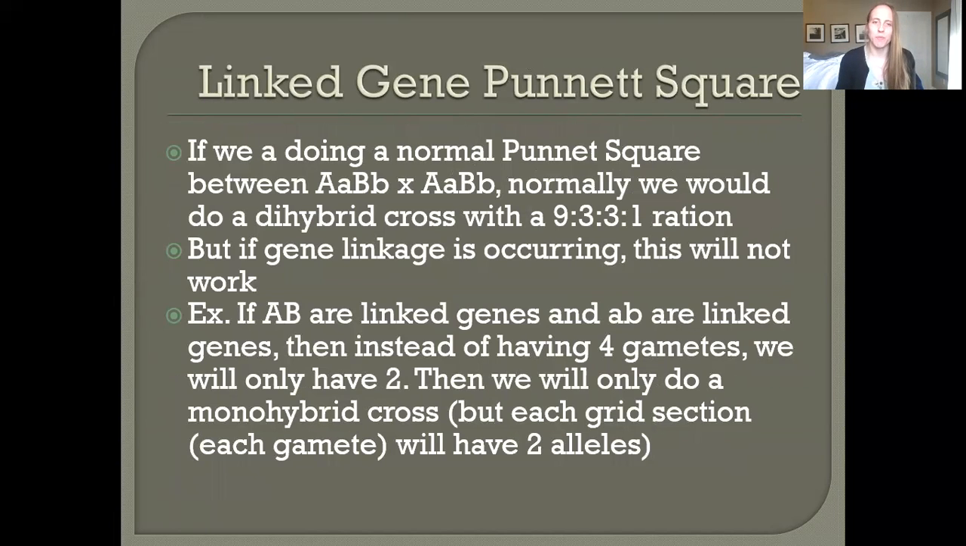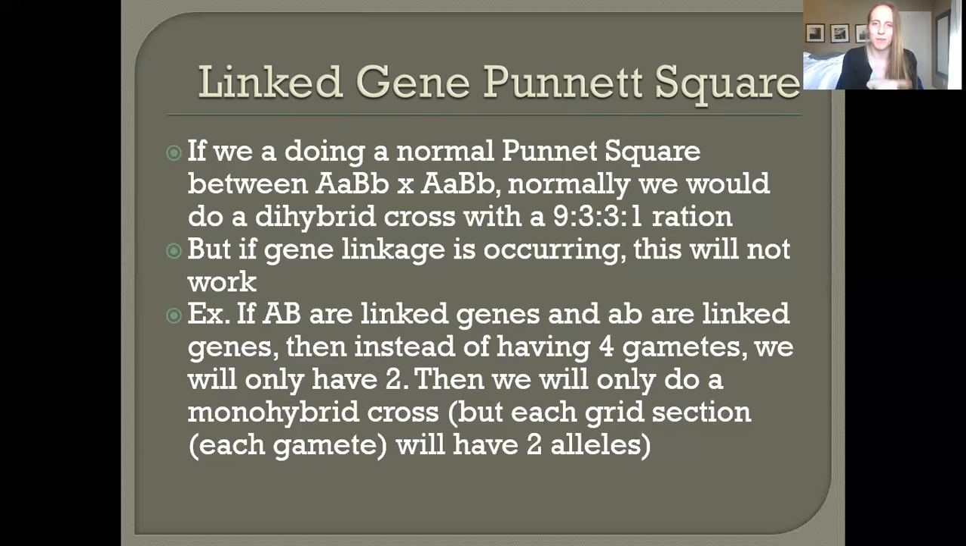So if you're doing a normal Punnett square and you have two individuals, and you're looking at two traits for each of them, and they're both fully heterozygous, you'll always get a 9:3:3:1 ratio. If those genes are linked, though, in this case, gene A and gene B, you're not going to get that 9:3:3:1 ratio because the alleles aren't going to be separated into gametes the way that we would predict they would be.